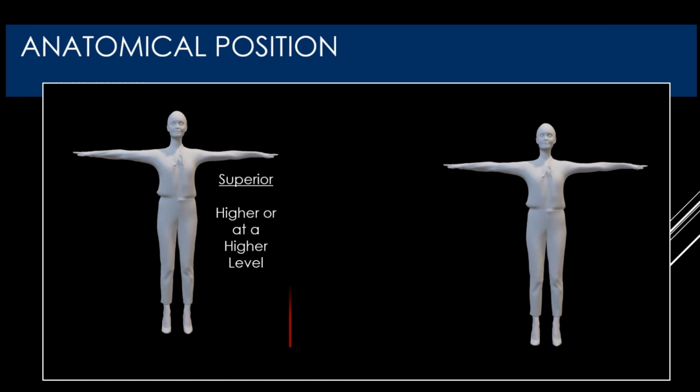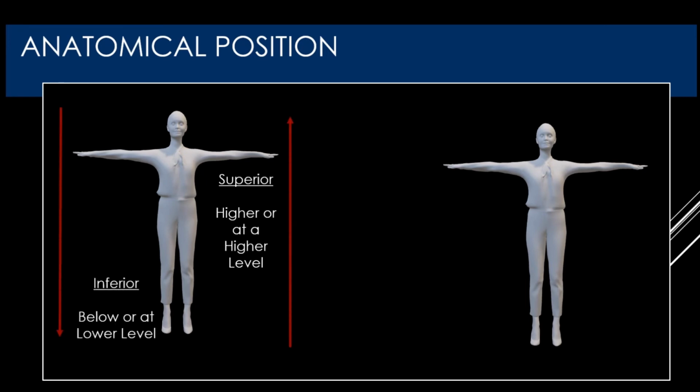These terms include words such as superior and inferior. Superior means towards the head of the body, and inferior means away from the head. Using anatomical position, we can say that the knee is inferior to the shoulder. It is farther away from the head.